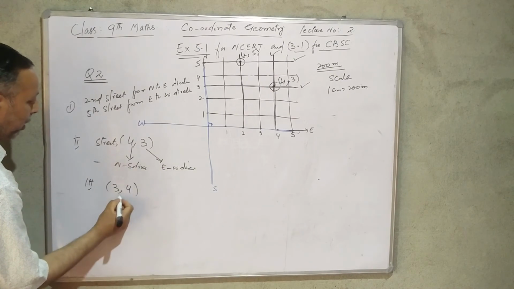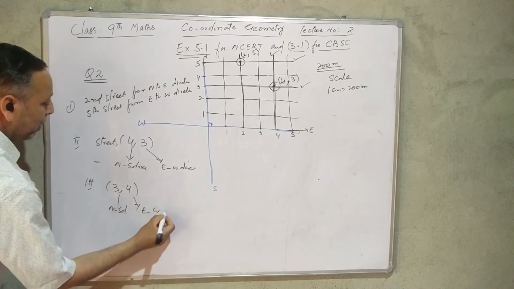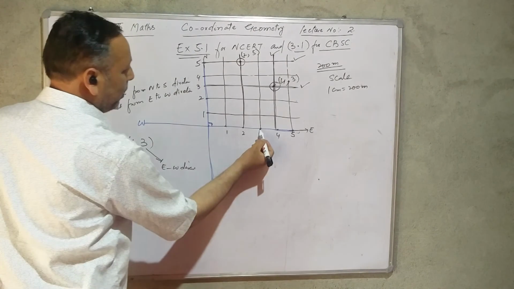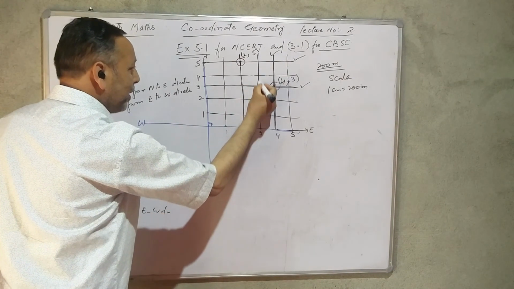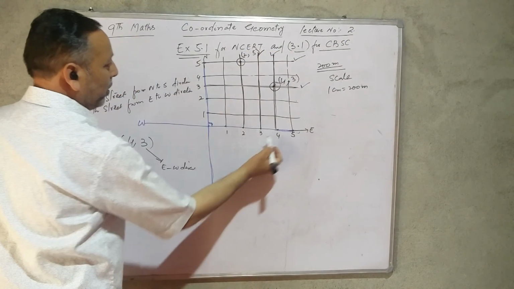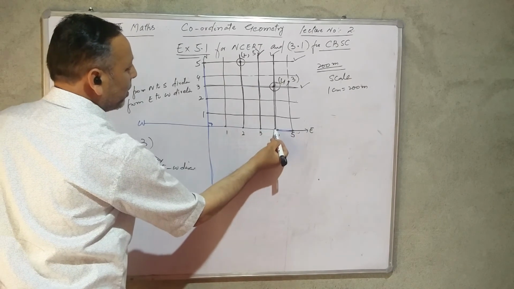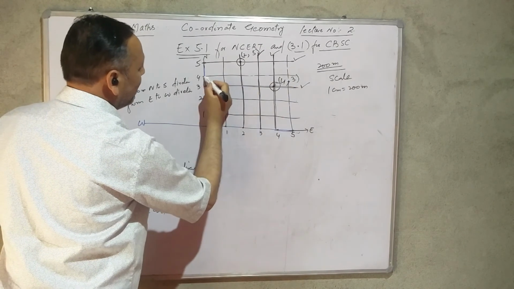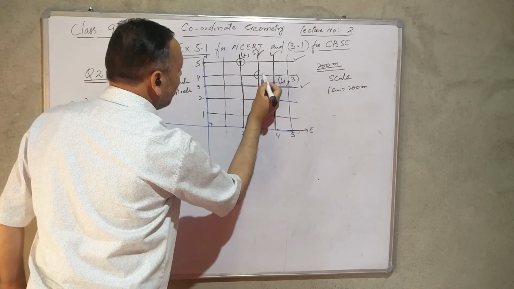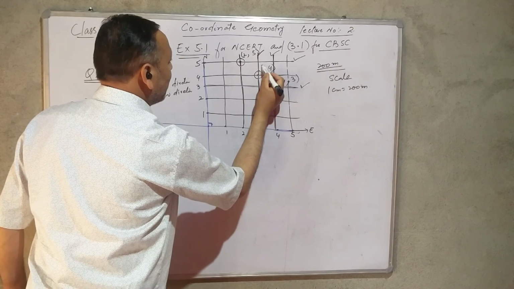Then the street third and fourth. Third in the north-south direction and fourth in the east-west direction. North-south direction, third means this street. And fourth from east-west direction means this street. They cross each other here. This is third and fourth street.